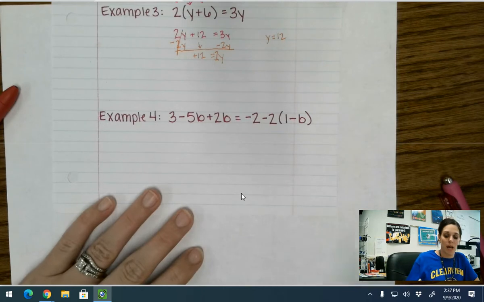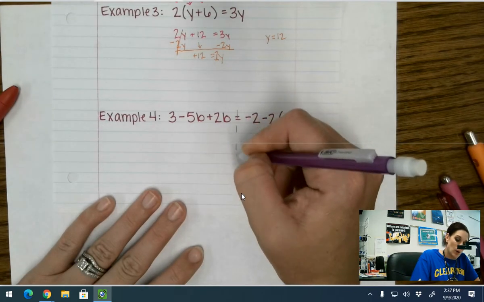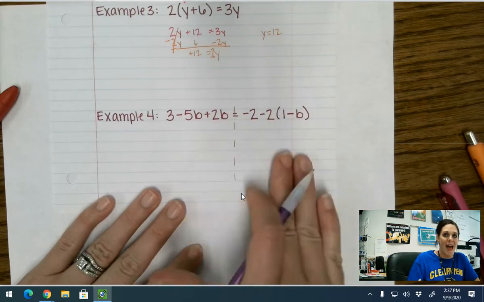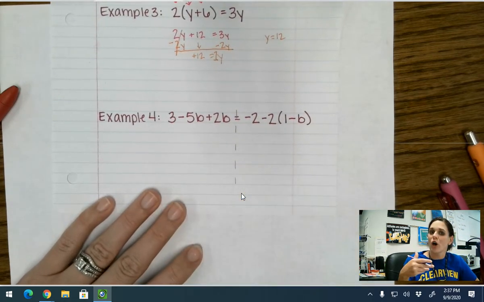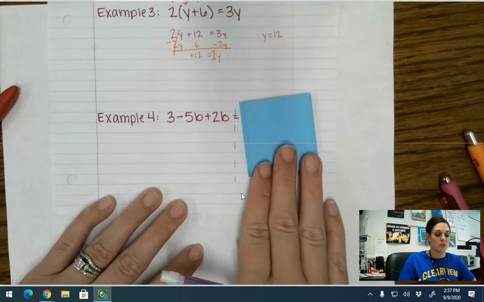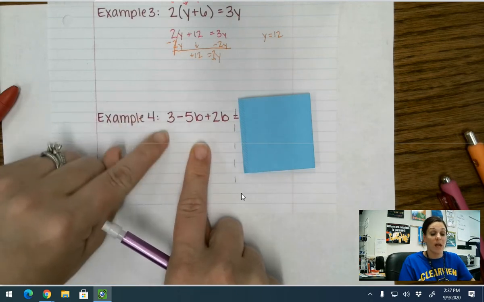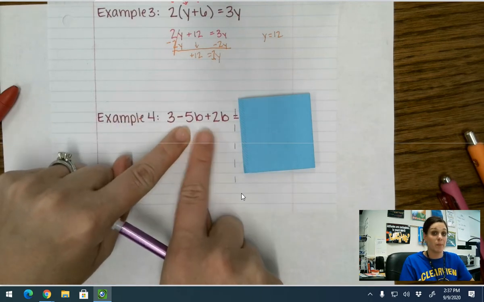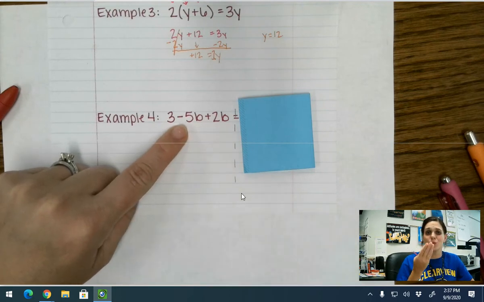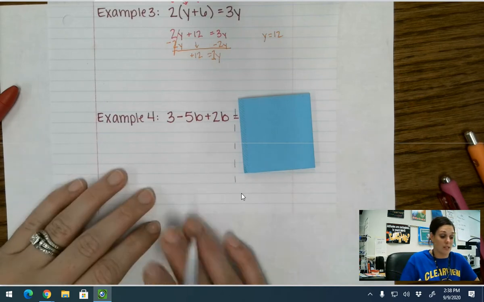All right, and I'm going to put my little fence guy because I want you to see there's 2 halves to this. And when you're solving stuff like this that is overwhelming, I encourage you to cover up certain sides. So I'm going to cover up the right so we can just focus on the left side of the fence. So we have 3 minus 5b plus 2b. Right off the bat, you can hear that I said b twice, which means we're going to be combining those together.